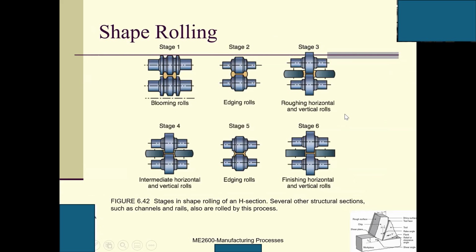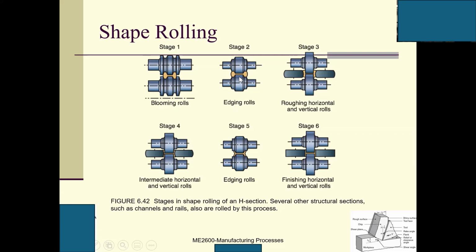And then we talk about shape rolling. Shape rolling means we want to have final products that have predefined shapes. So this is a blooming row. You can have almost this I-beam used in engineering.